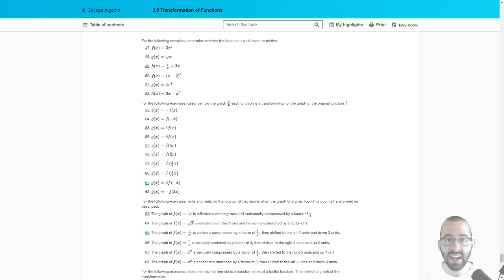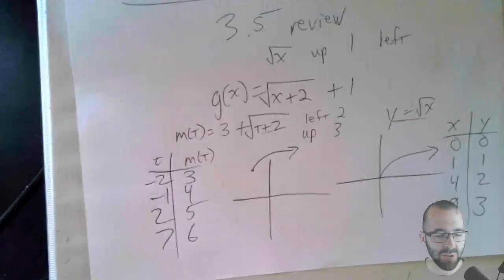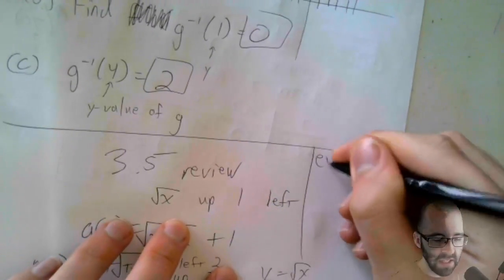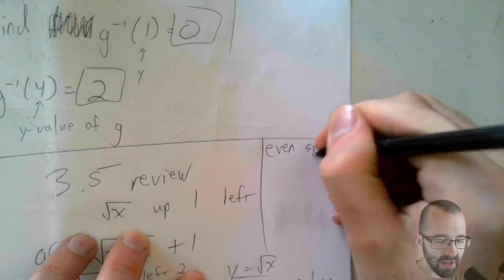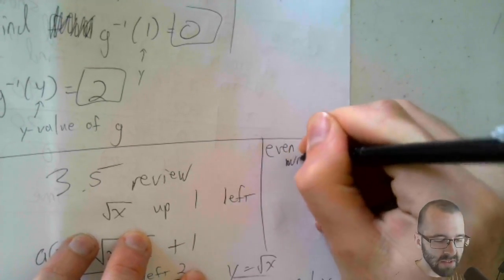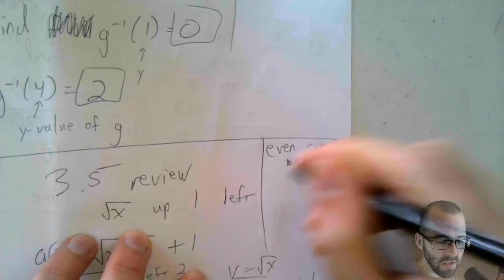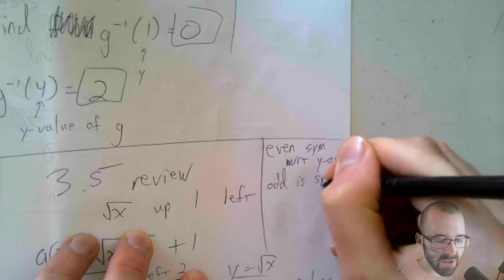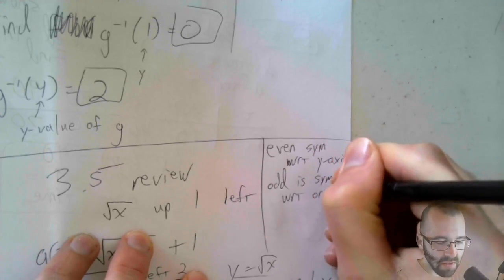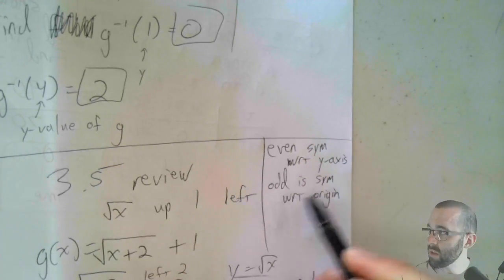Even, odd, and neither. This is the last thing I want to review. We're not going to get through reviewing the whole section before I want to let you go to your quiz. Remember, even means symmetric with respect to the y-axis. Odd means symmetric with respect to the origin. Right? This is how you do them graphically.